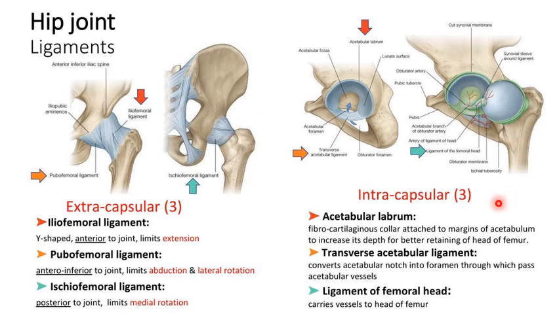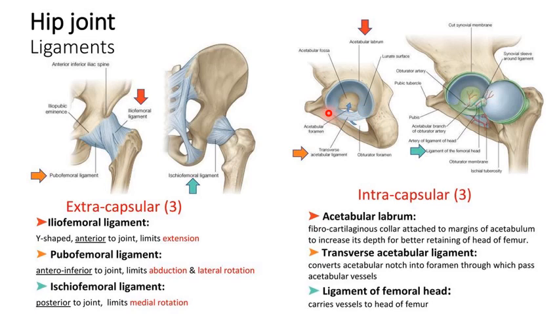Now coming to the other three intracapsular ligaments, which are the acetabular labrum, which is attached to the rim of the acetabulum, and the transverse acetabular ligament, and the ligament of the femoral head, or the ligamentum capitis. So this acetabular labrum is a fibrocartilaginous ring which will increase the depth of the acetabulum to retain the head tightly in the socket.